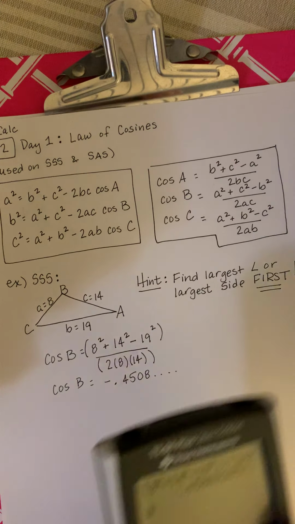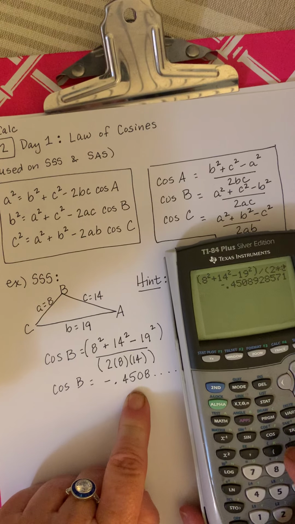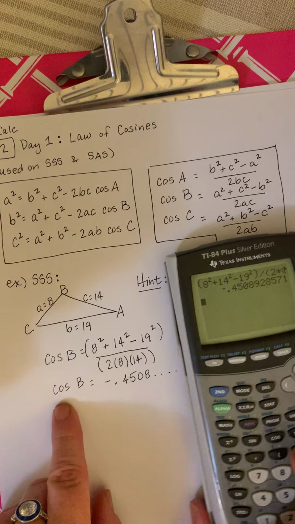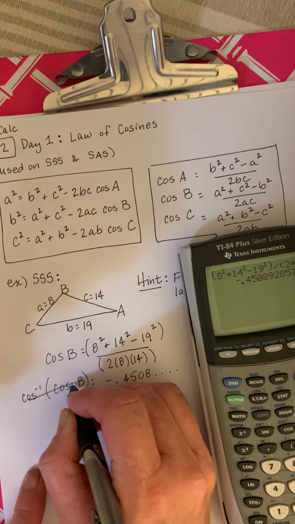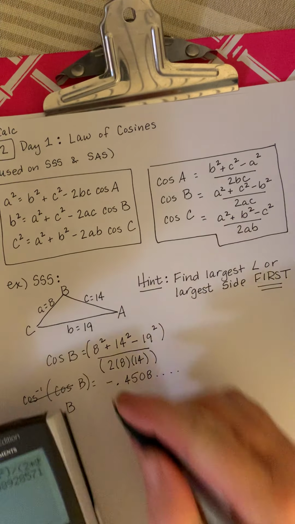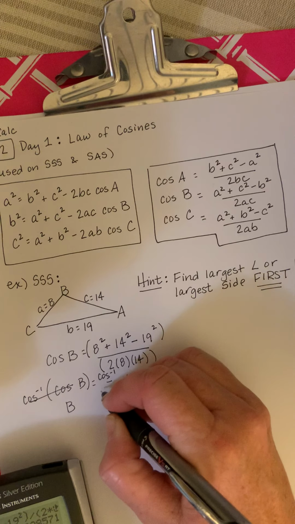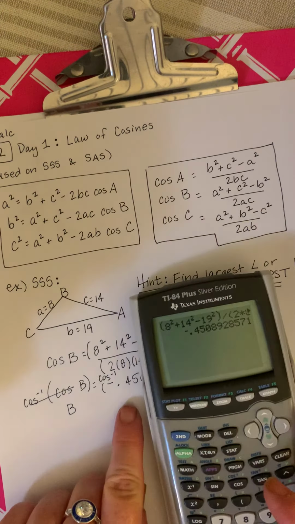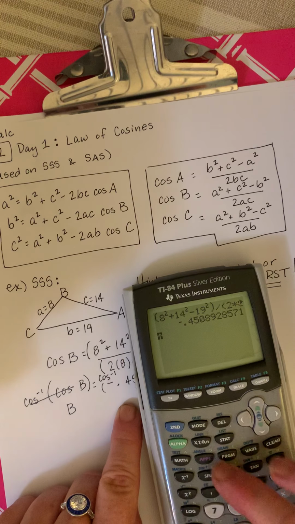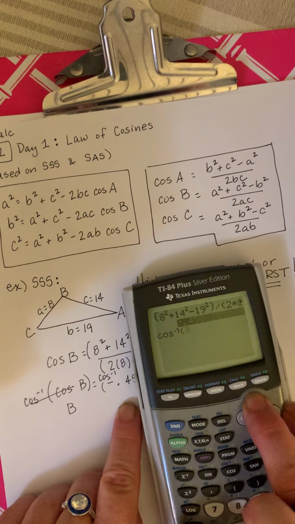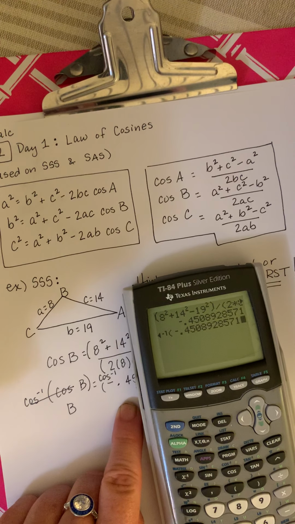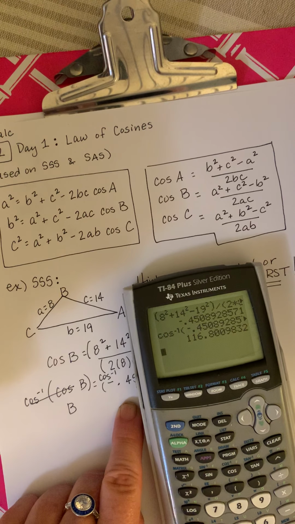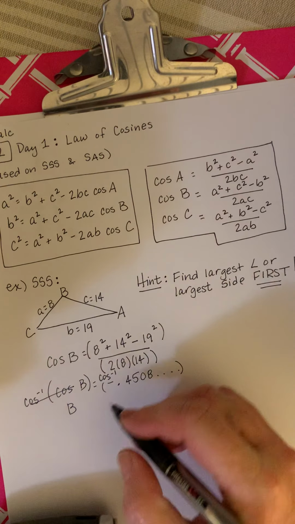And this answer keeps going on and on and on. I don't want to round it off. I want to find the second cosine of this, which will just give me B, which means I need to do the second cosine of this. So to avoid rounding it off, I'm going to do second cosine. I'm going to go up and highlight that and hit enter, so that I'm doing that without rounding it off. And then my answer is 116.8 degrees.